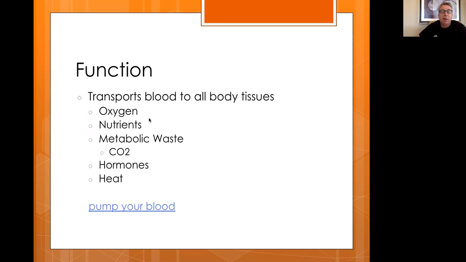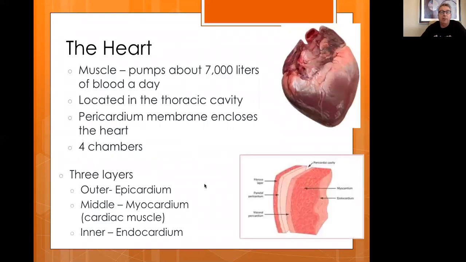It's going to deliver oxygen and also deliver nutrients. Sorry, it will get rid of the metabolic waste such as CO2, and then we also learned about distributing hormones throughout the body, and it helps with heating up our body. There's a video here that I'll include that you can watch that includes the pumping of the blood. All right, so we're going to start with the heart, which is purely a muscle, right?